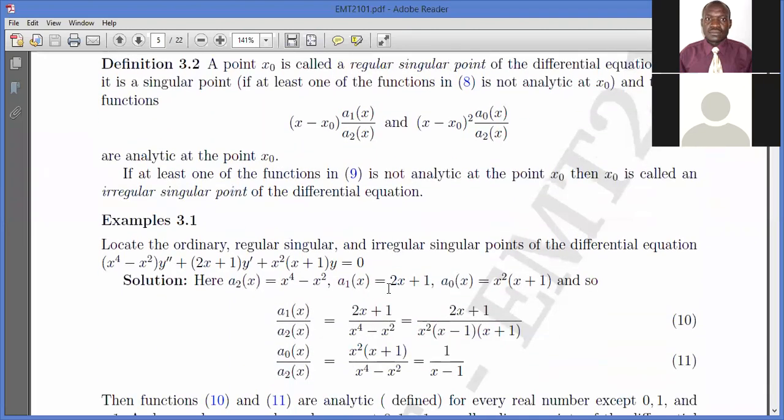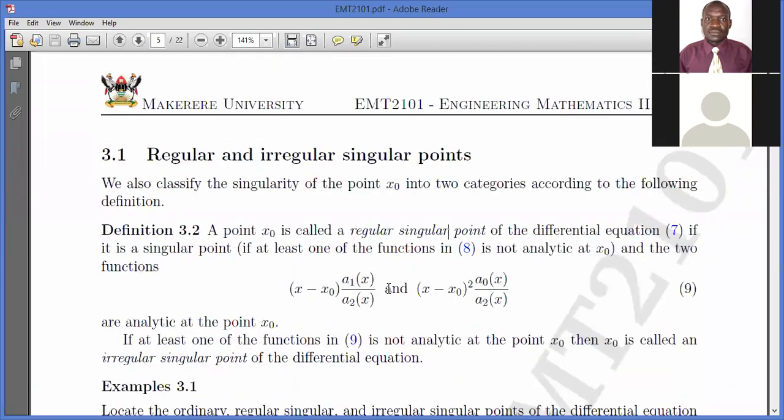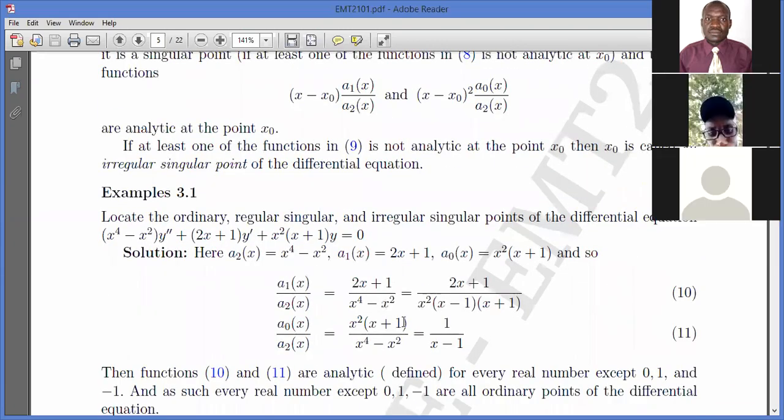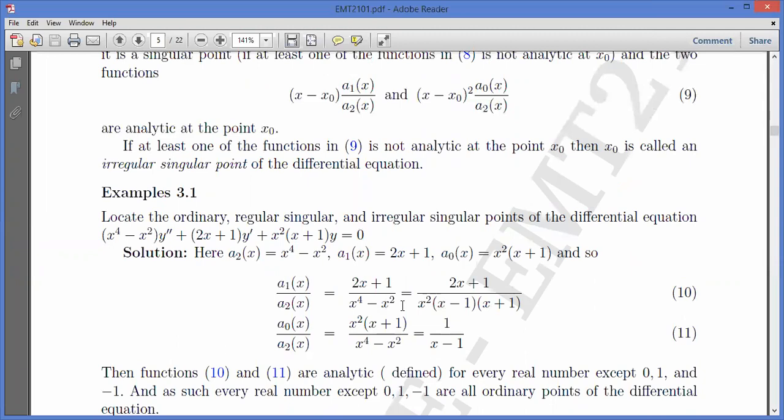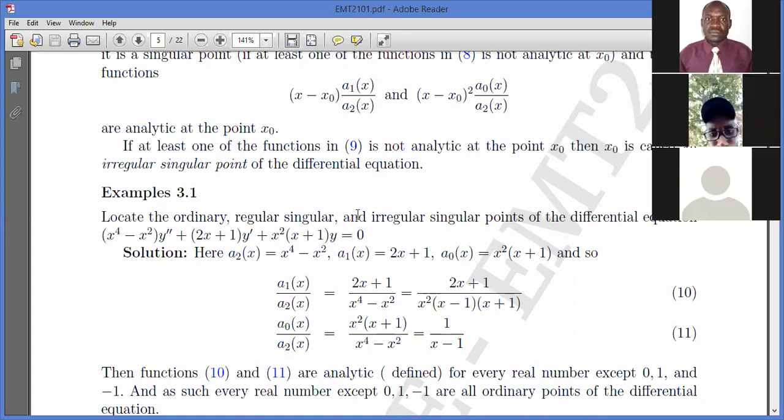Okay. Let's illustrate what I have just said with an example. So we have an example here. This is a second order differential equation.